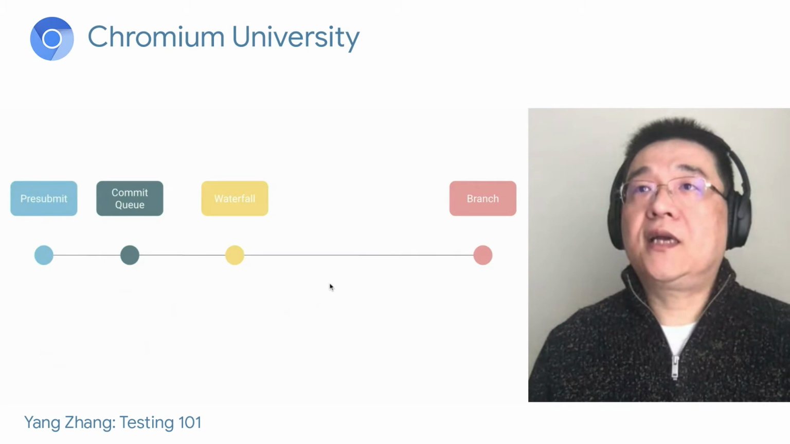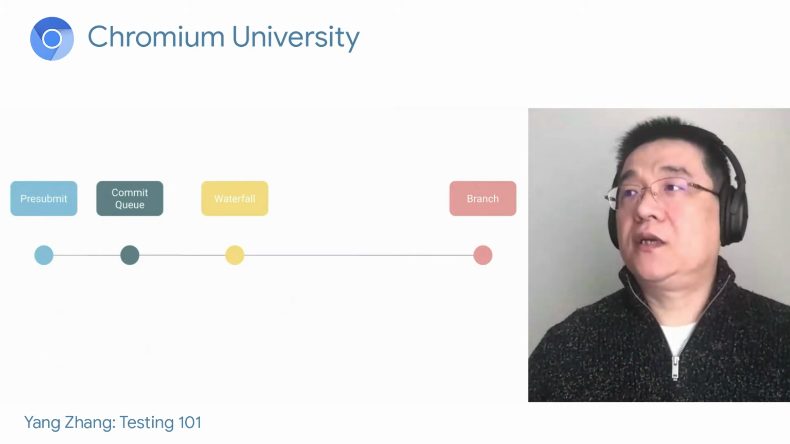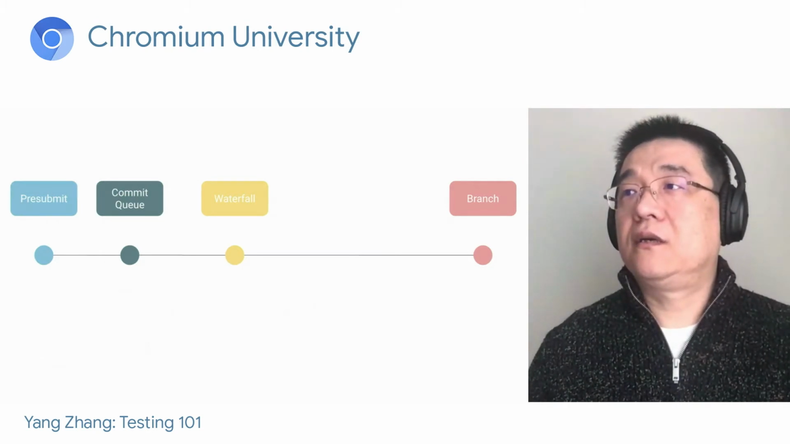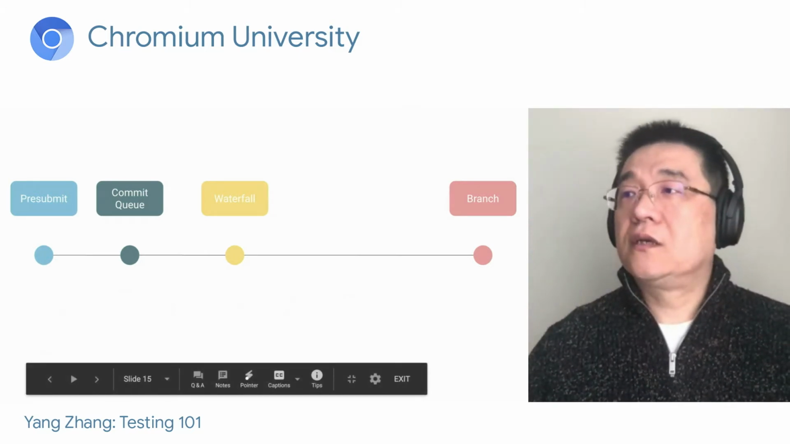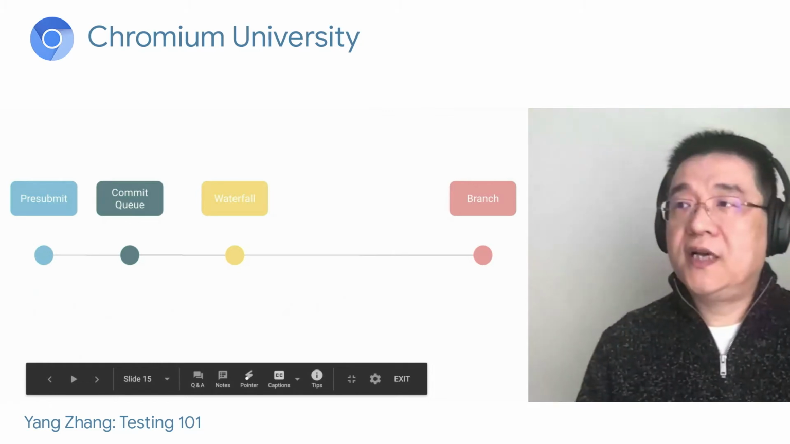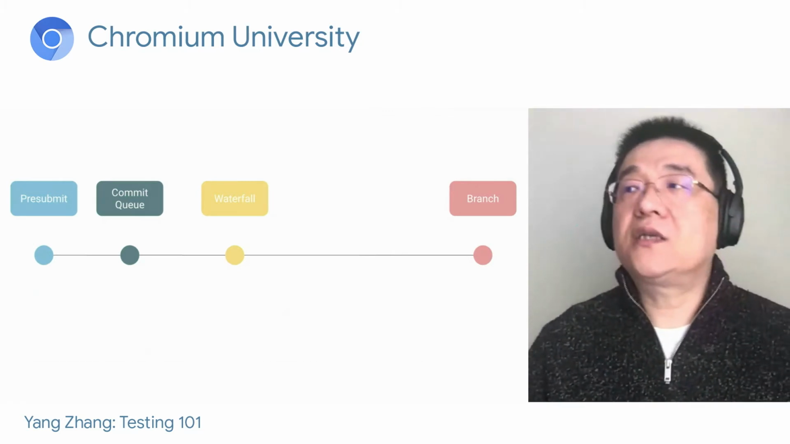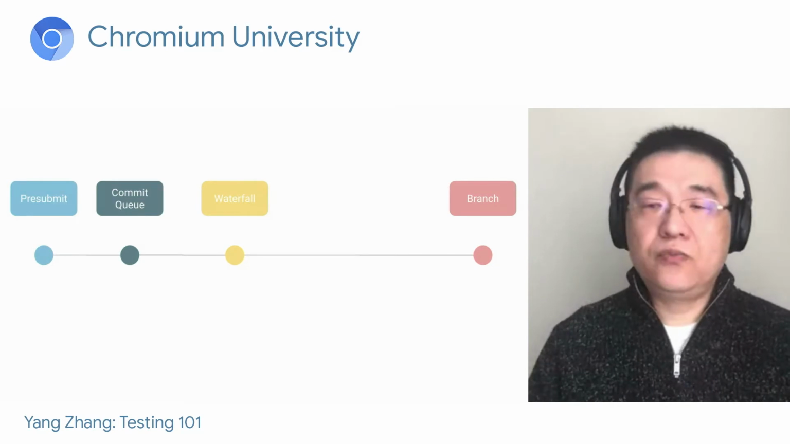And the next is the commit queue. The second phase, commit queue, means a change has to pass all of the tests in the commit queue prior to landing.